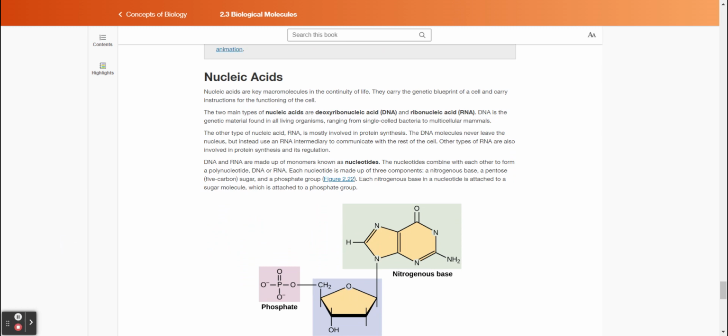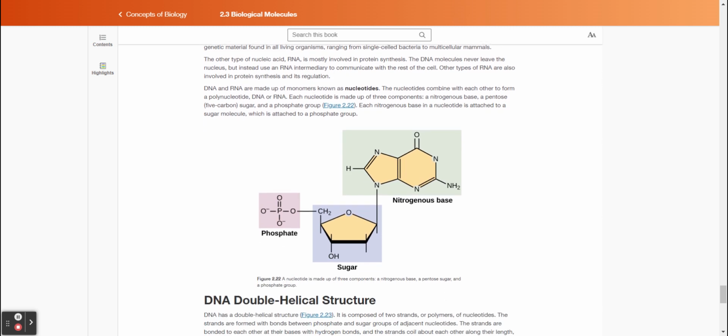Nucleic acids. Nucleic acids are key macromolecules in the continuity of life. They carry the genetic blueprint of a cell and carry instructions for the functioning of the cell. The two main types of nucleic acids are deoxyribonucleic acid, DNA, and ribonucleic acid, RNA. DNA is the genetic material found in all living organisms, ranging from single-celled bacteria to multicellular mammals. The other type of nucleic acid, RNA, is mostly involved in protein synthesis.